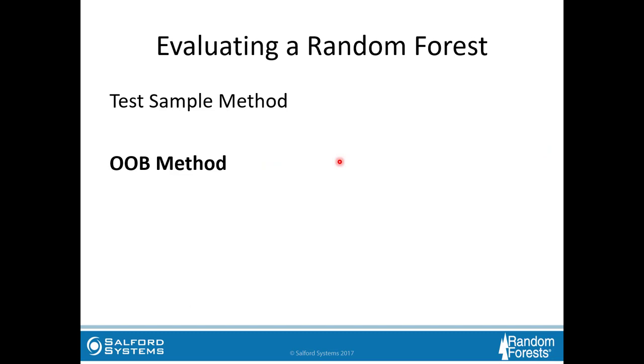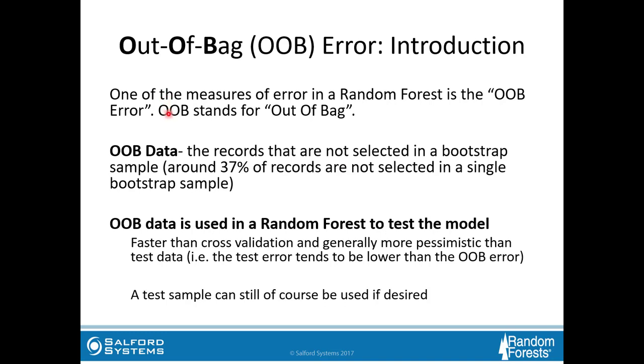So our second method for evaluating random forests is the OOB method. OOB stands for out of bag. Now out of bag data is just the records that are not selected in a bootstrap sample. And around 37% of records are not selected in a single bootstrap sample. Now the OOB data itself is actually used in a random forest to test the model. And the reason we use it is because, one, it's faster than cross-validation, and it tends to be more pessimistic than test data. Now, of course, you can still use the test sample if you'd like.